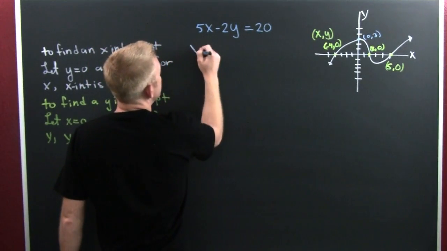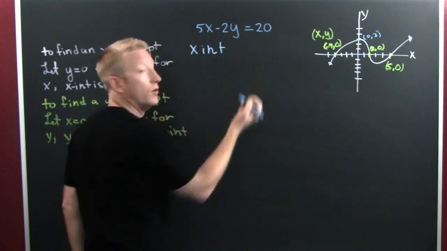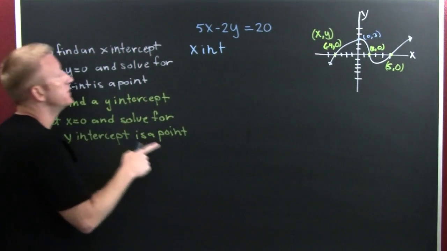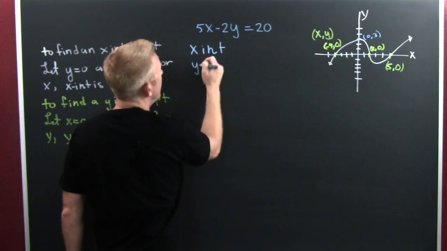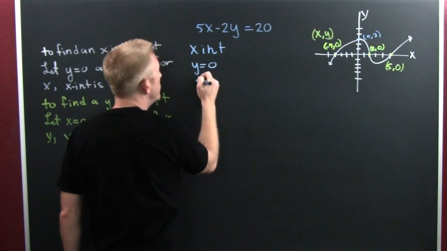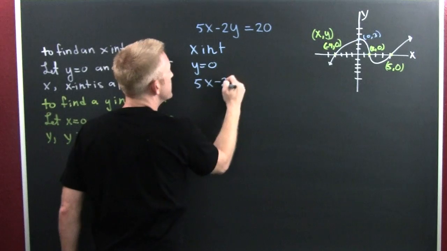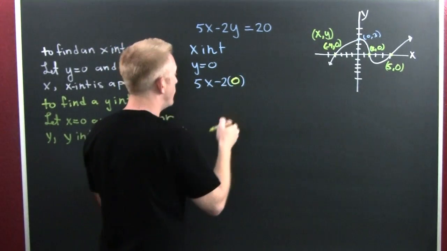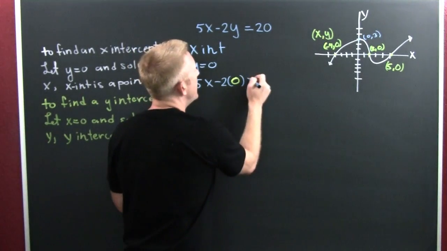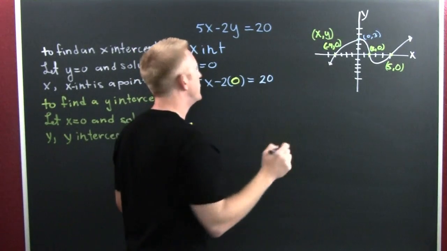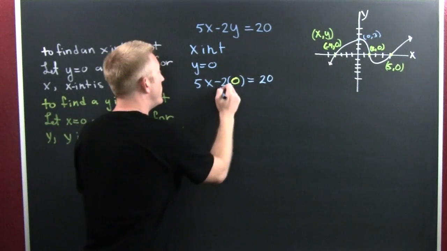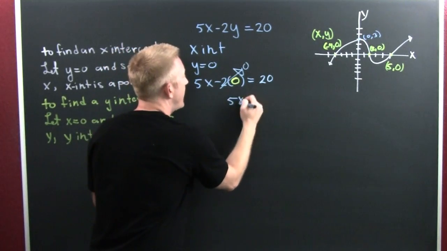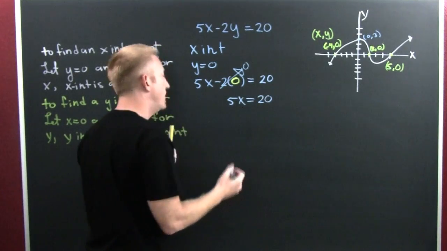If we're going to find an x-intercept, what do we do? We set y equals 0 and we solve. So we let y equal 0 and then we say 5x minus 2 times, what's my new y? I heard 0 is the new y. Yes. And then that's equal to 20. But wait, there's more. Finish him. 0's the killer. And then I have 5x is equal to 20.